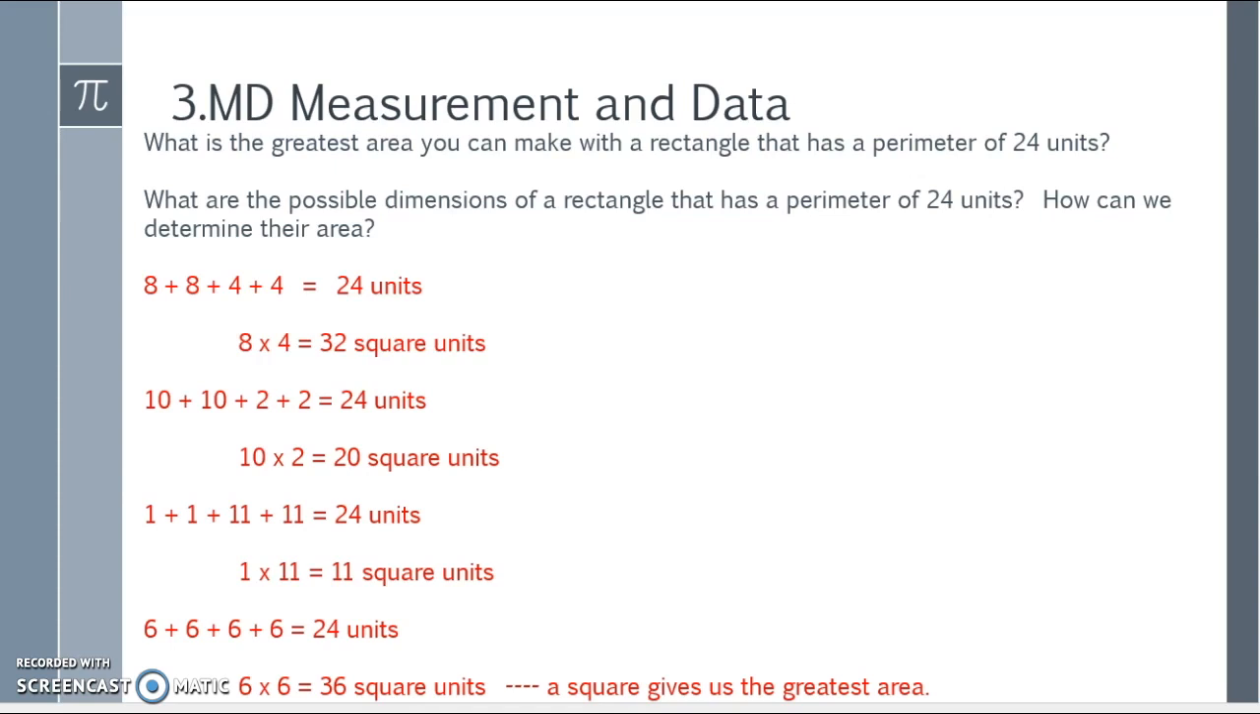We could do a 6 by 6, which is 6 plus 6 plus 6 plus 6, which is 24 units. And the area would be a 6 by 6, so 36 square units. When I compare all the square unit options, I see that this is the largest. So a square gives us the greatest area in this particular instance.